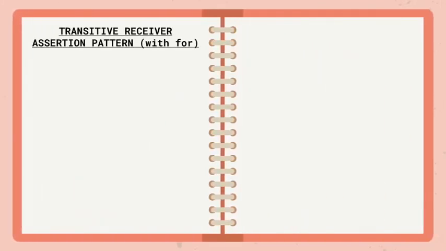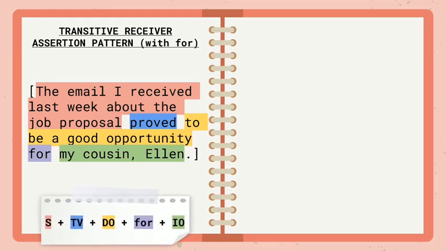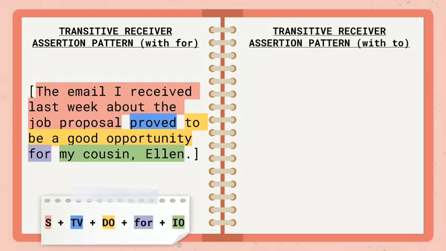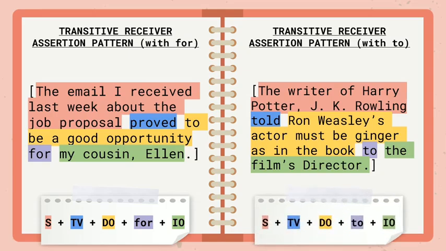We have spoken about the variation in the order of elements for this pattern, and we can exemplify it with this, using a "for" particle, as in: the email I received last week about the job proposal proved to be a good opportunity for my cousin Ellen. We want to emphasize it was good for her. And using a "to" particle, as in: the writer of Harry Potter, J.K. Rowling, told Ron Weasley's actor must be ginger as in the book to the film's director. We are emphasizing she told this to him.